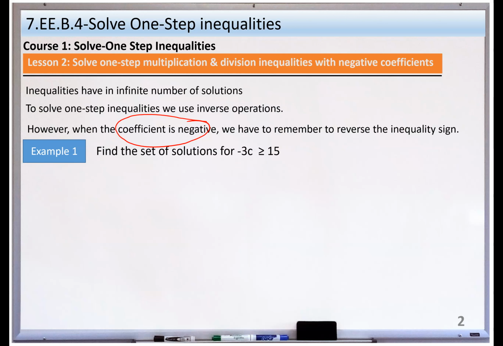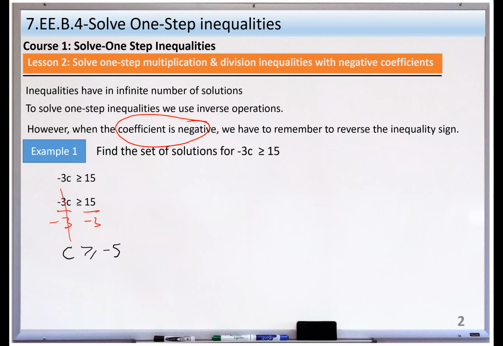We're going to find the set of solutions to negative 3 times some number c is greater than or equal to 15. Now, we've done this with positive coefficients, but negative makes a difference. I'm going to divide both sides by negative 3.